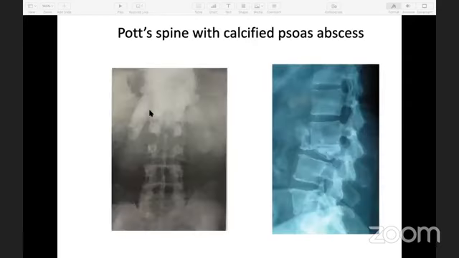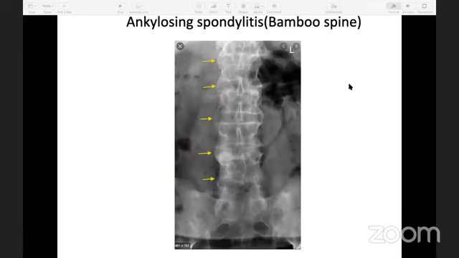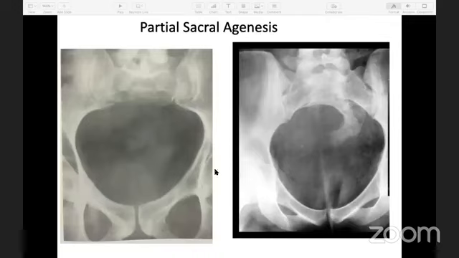This slide shows Pott's spine with calcified psoas abscess in AP and lateral views. This is bamboo spine in ankylosing spondylitis. Two X-rays showing partial agenesis of sacrum associated with neurogenic bladder.